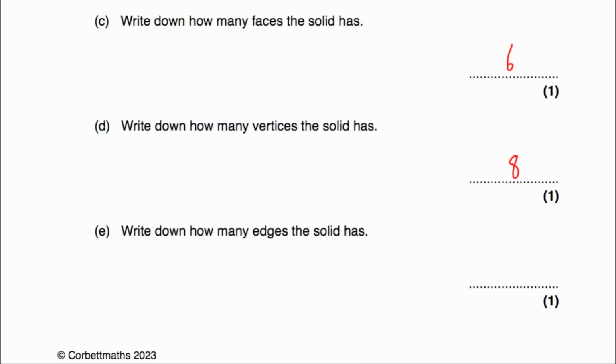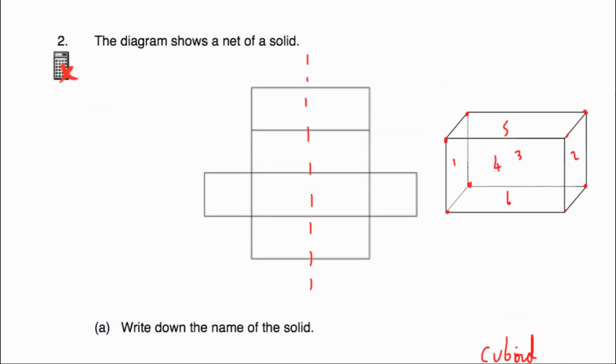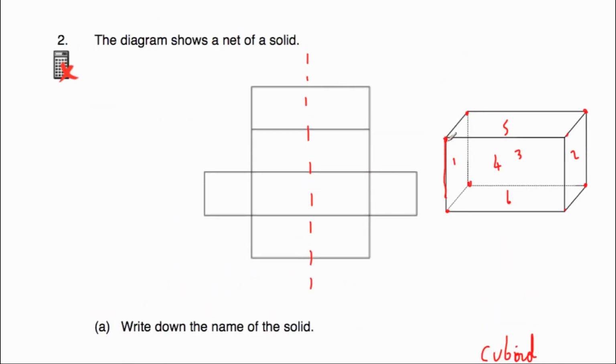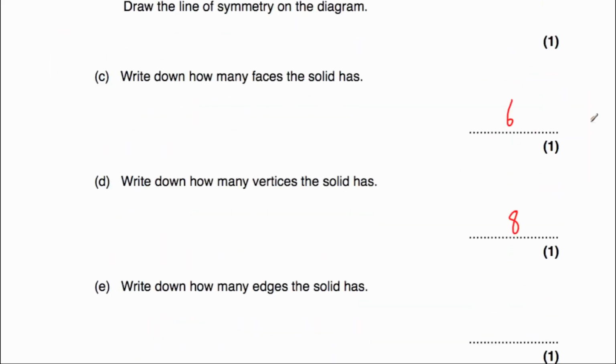And finally, question 2e says write down how many edges the solid has. So let's count its edges. 1, 2, 3, 4, 5, 6, 7, 8, 9, 10, 11, 12. So there'll be 12 edges.